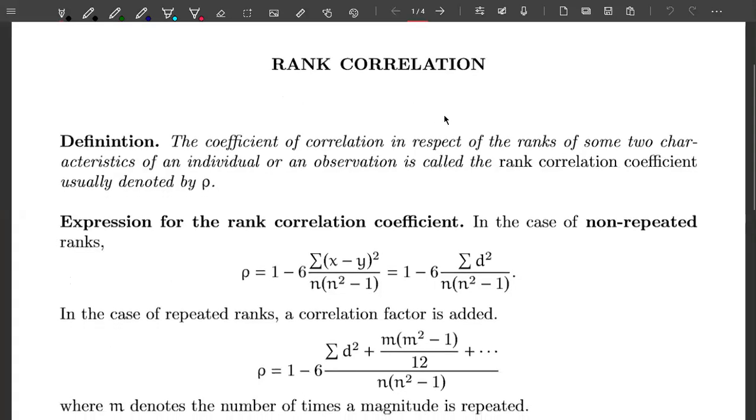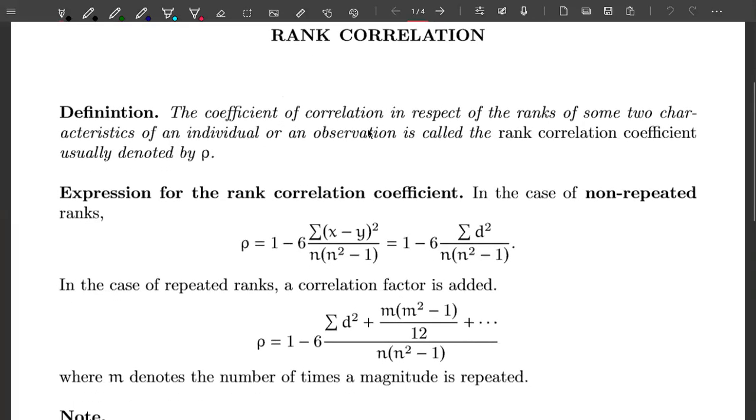Rank correlation. Definition: the coefficient of correlation in respect of the ranks of some two characteristics of an individual or an observation is called the rank correlation coefficient, and the rank correlation coefficient is usually denoted by rho. We have already seen what correlation is, that is, if you take two variables x and y, we know how to calculate the value of the correlation coefficient r.